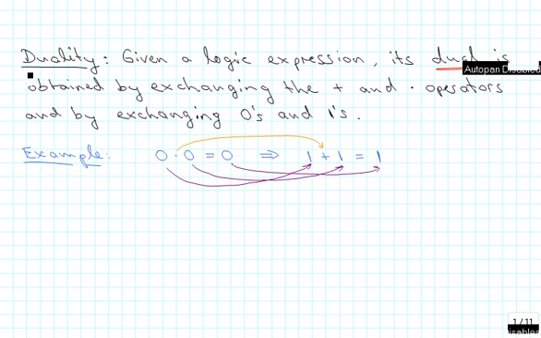So here is the statement of duality shown again. Given a logic expression, its dual is obtained by exchanging the plus, which is the or, and the and operators, and by exchanging zeros and ones. And here is a little example, as we have just looked at before. 0 and 0 is equal to 0, and the dual of it is 1 or 1 is equal to 1.